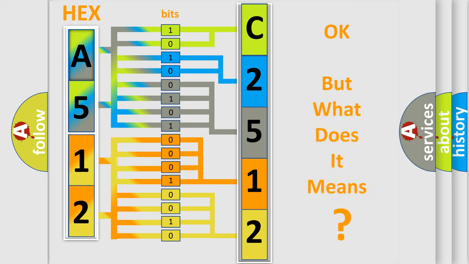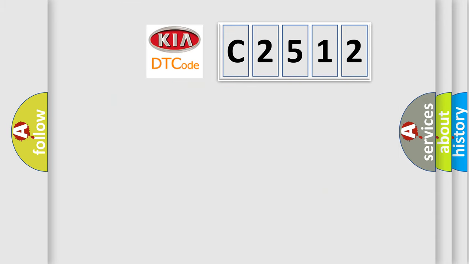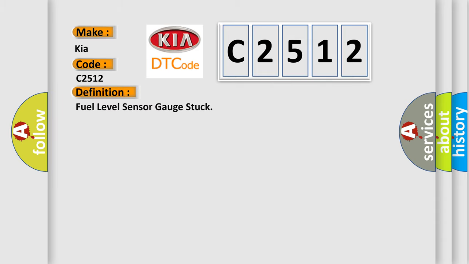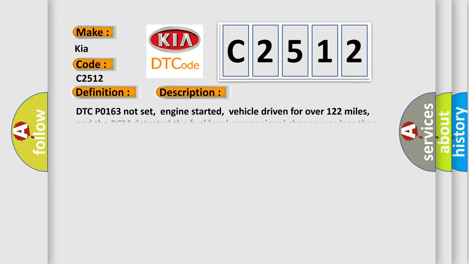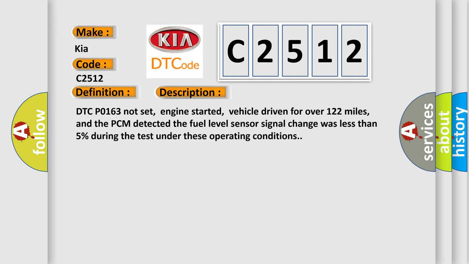The number itself does not make sense to us if we cannot assign information to what it actually expresses. So, what does the Diagnostic Trouble Code C2512 mean specifically for Kia vehicles? The basic definition is fuel level sensor gauge stuck. And now this is a short description of this DTC code.